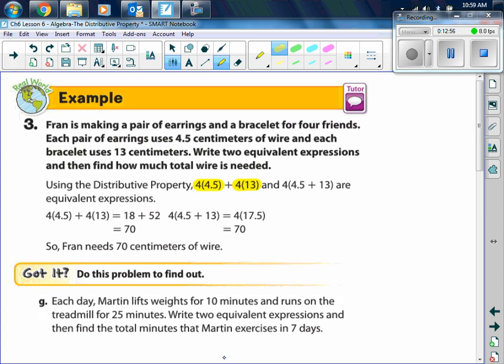Using the distributive property, we can just go ahead and add how much wire she needs for one bracelet and earring set, right? And then multiply it times the 4 friends. So those are the 2 equivalent expressions that you are being asked to write. To check it, you just use your order of operations, and you can see that she needs 70 centimeters of wire. Got it?